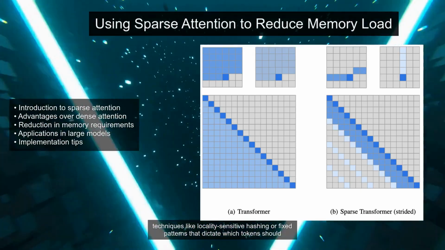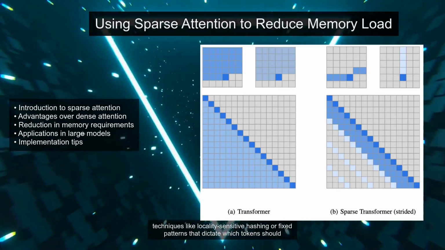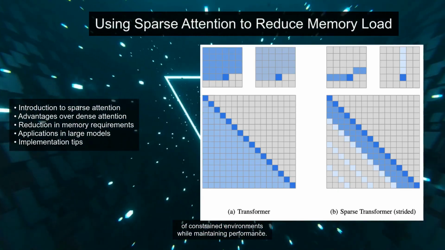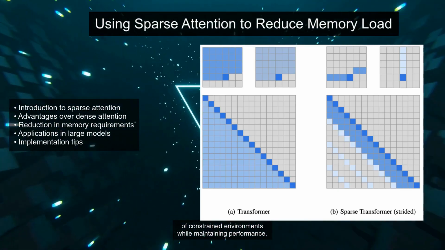Implementing sparse attention involves techniques like locality-sensitive hashing or fixed patterns that dictate which tokens should interact. These methods enable large models to operate within the memory limits of constrained environments while maintaining performance.